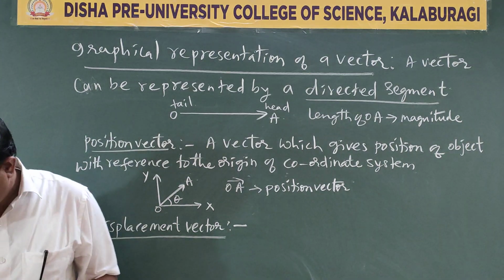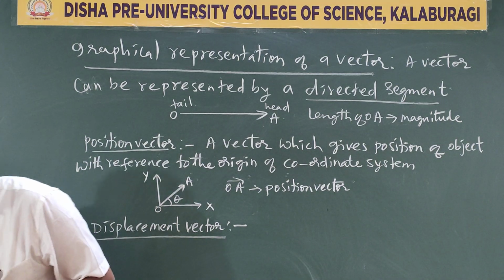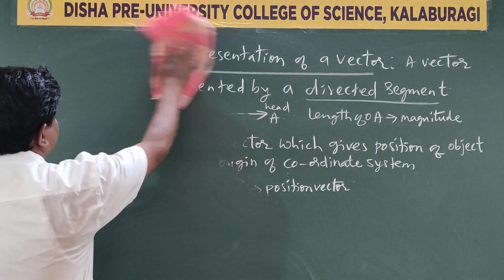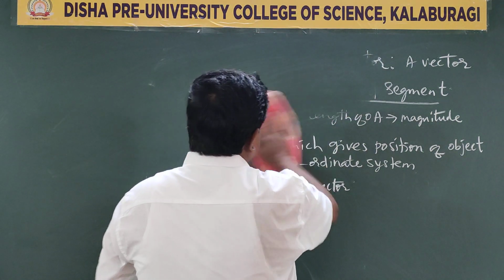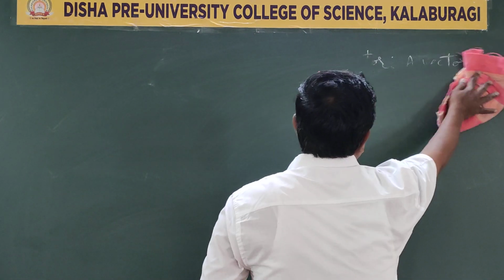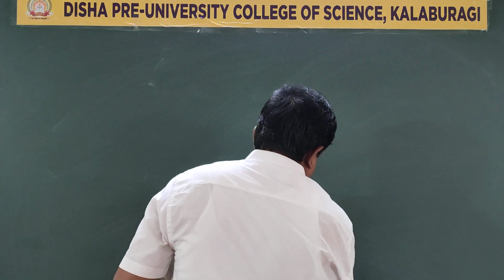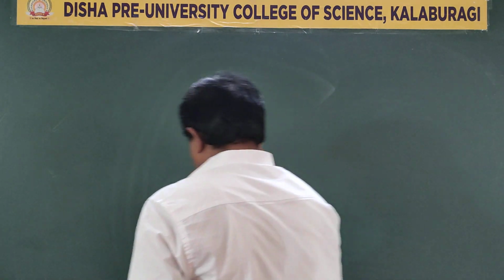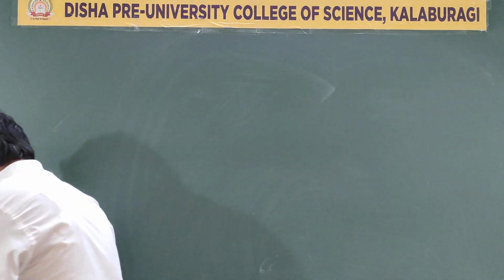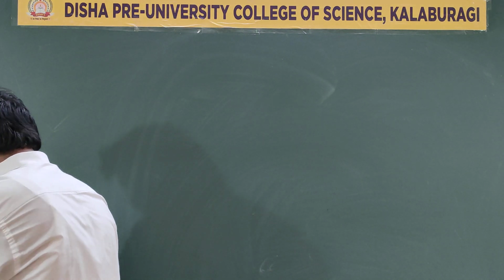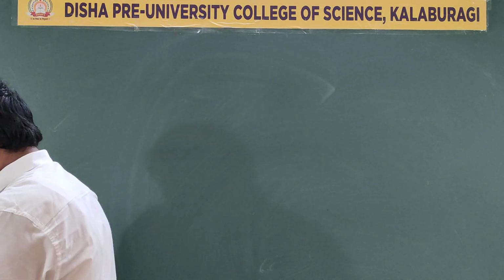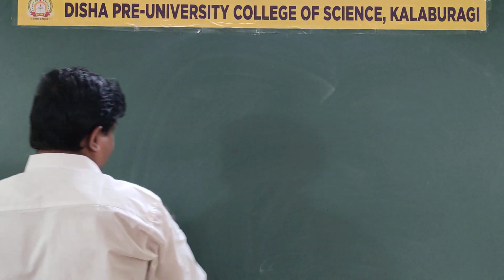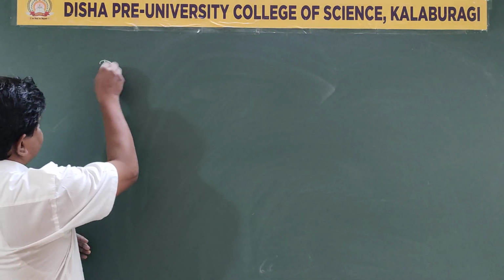Okay. Now we will move on to one more vector called the displacement vector. What was your concept of displacement in one dimension? It is the shortest distance between the initial and final position of the object. Now when your object describes its motion in the plane, how do you find its displacement vector?